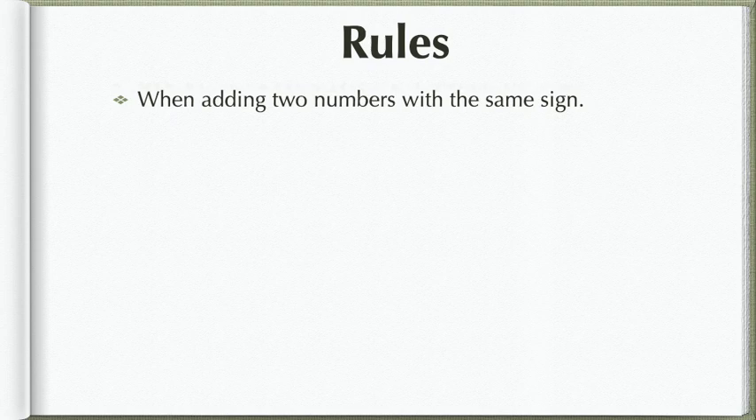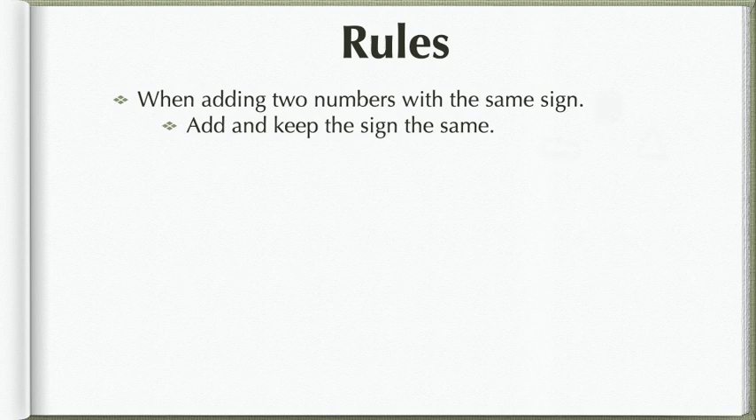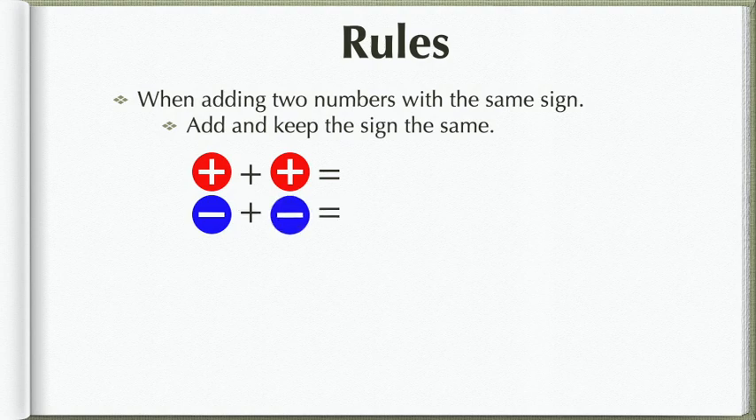Here's the first rule that can help you remember these. When adding 2 numbers with the same sign, add and keep the sign the same. Not like stop signs or anything, but rather positive signs and negative signs. So if I add 2 positives, that means both numbers I'm adding have a positive sign. If I add 2 negatives, that means both numbers I'm adding have a negative sign. If both numbers I'm adding have a positive sign, then my answer is going to be positive. If both numbers that I'm adding have a negative sign, then my answer is going to be negative.